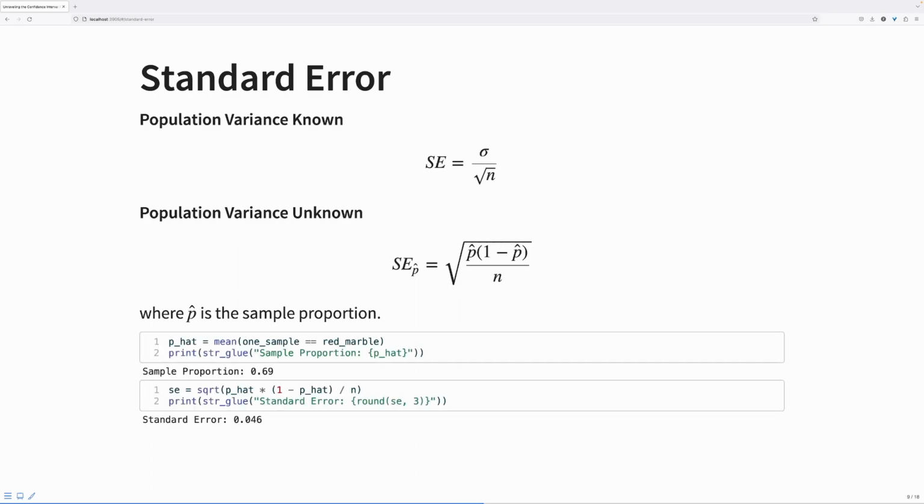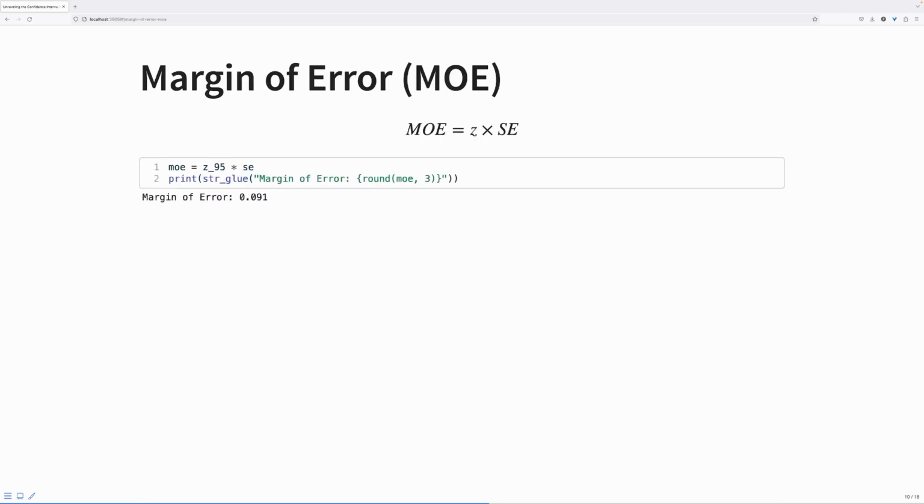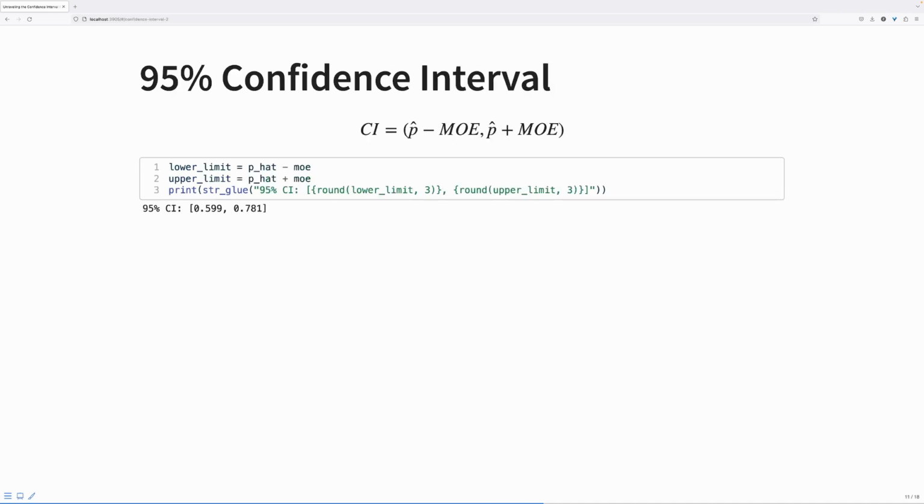So we save the sample proportion to p hat, and then we calculate the standard error, which is 0.046. And then we calculate the margin of error. The margin of error is equal to z times the standard error, which gives us 0.091. And then we construct the 95% confidence interval. The lower limit is p hat minus the margin of error, and the upper limit is p hat plus the margin of error, which gives us an interval from 0.599 to 0.781.